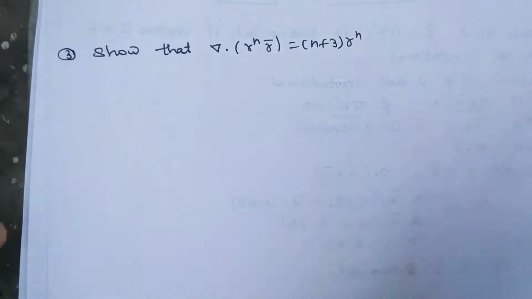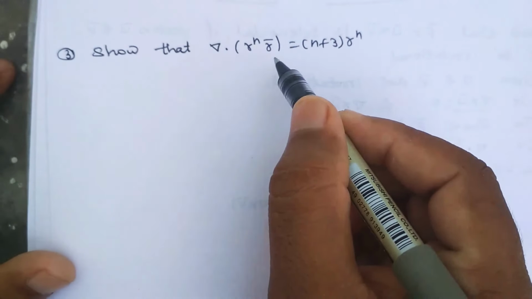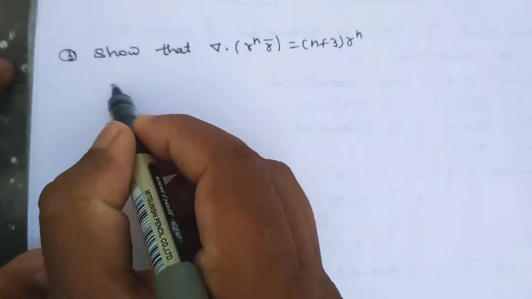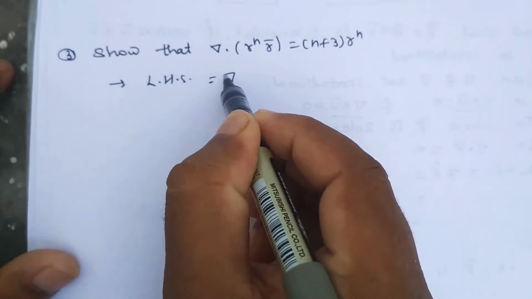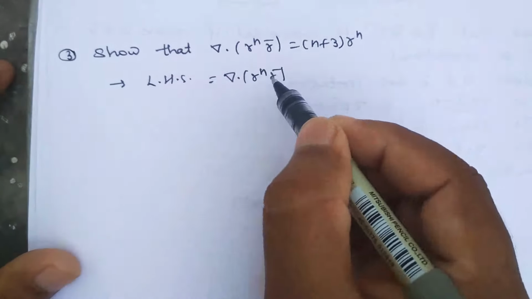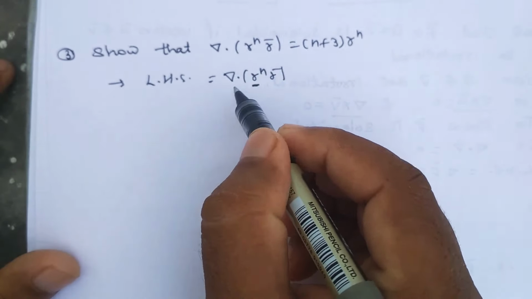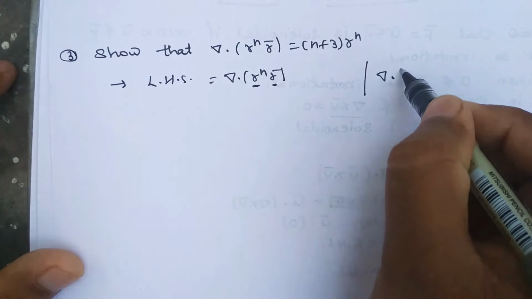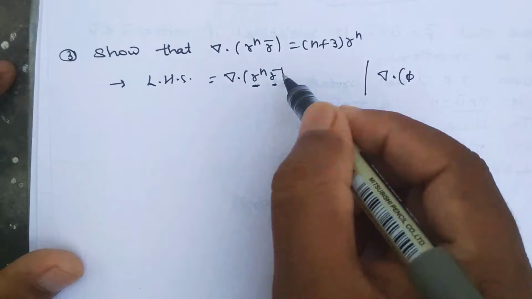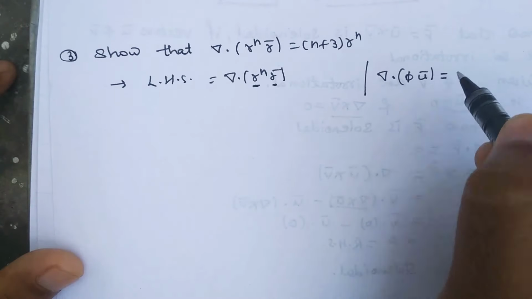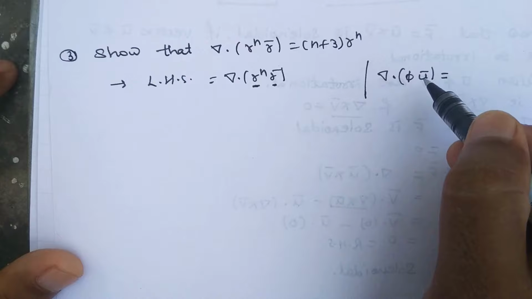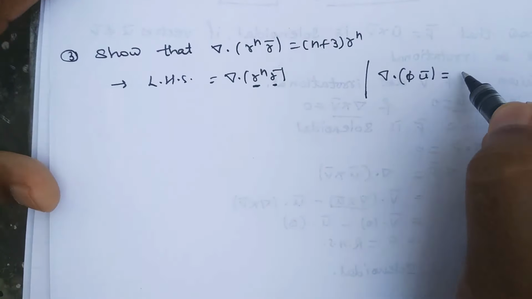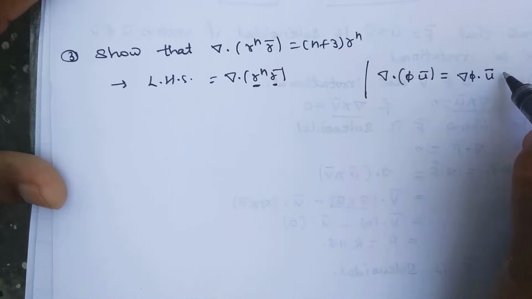Now the next example, the third example. Show that del dot r raised to n into r bar is equal to n plus 3 into r raised to n. So consider LHS, del dot r raised to n into r bar. Here r raised to n is a scalar quantity and r bar is a vector quantity. That means we have to use the result: r raised to n is a scalar quantity, so phi, and r bar is a vector quantity, so u bar. So you have to use the identity del dot phi u bar. What is the identity del dot phi u bar? It is del phi dot u bar plus phi into del dot u bar.